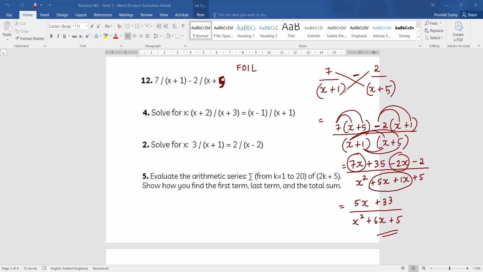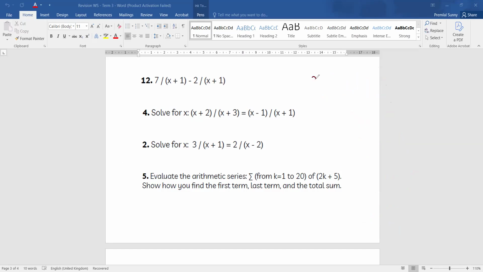In the previous example, we already studied how to solve when we have the same denominators. And then additionally, we did the FOIL method. You will see the FOIL method again as well in the next two questions. So let's quickly move on to question number 4 here. x plus 2 over x plus 3 is equal to x minus 1 over x plus 1.